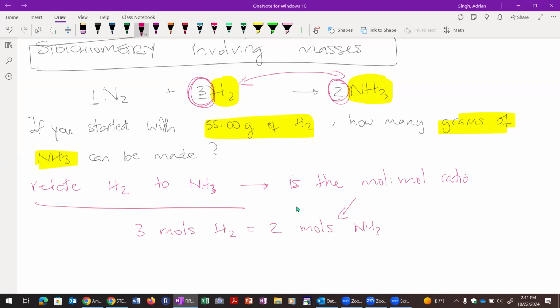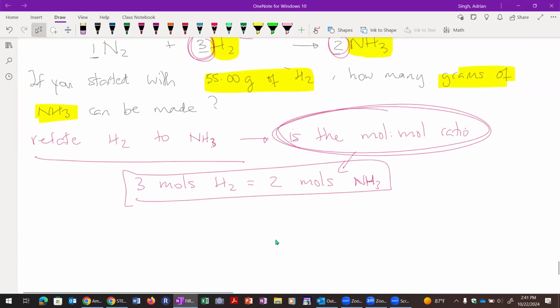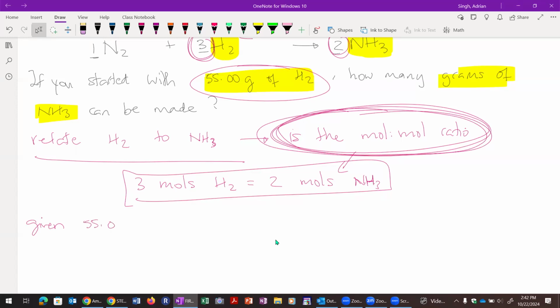Okay, that is no different than what we saw previously. So again, the equation gives you that mole to mole ratio. It doesn't give you a grams to grams ratio. Well, in contrast to the previous questions, we aren't given moles, we are given grams of H2. So now, in order to use this relationship from the balanced equation, which is a mole-to-mole ratio, we have to convert the 55.00 grams of H2 into a form that's usable, which is a number of moles, right?